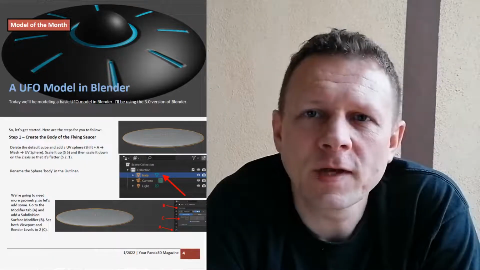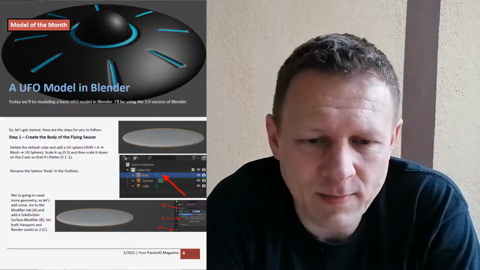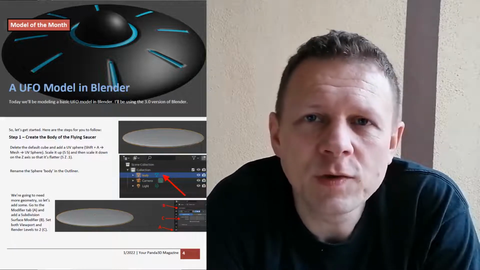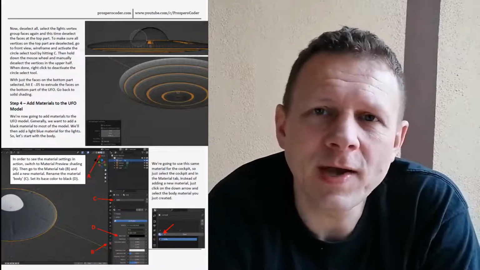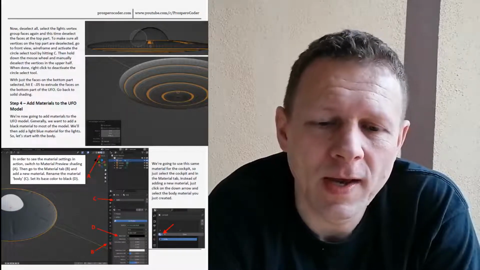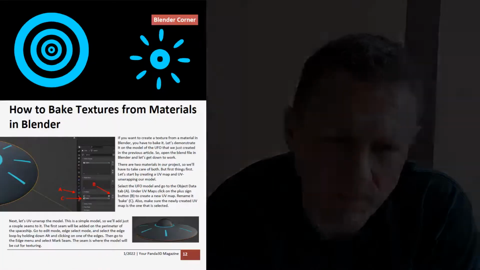What will you find in the first issue of Your Panda3D magazine? So in the first column, Model of the Month, we're going to create a model of a UFO. It's a static model which we're going to use throughout the magazine in the other articles as well. And here you have a step-by-step tutorial how to create this model in Blender from scratch.